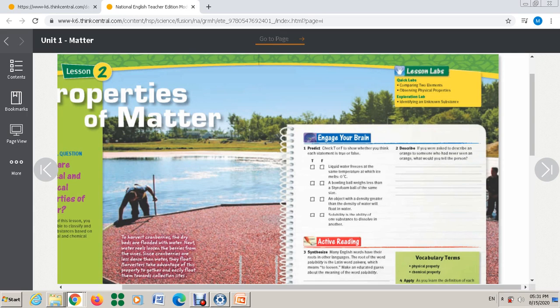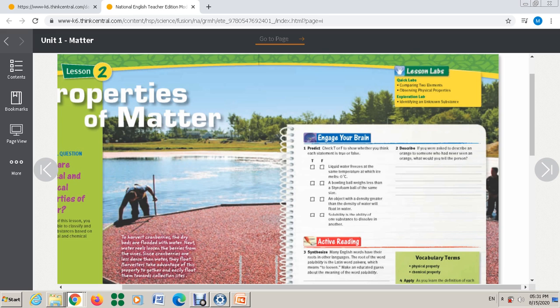Hello everyone. In this video, we want to start talking about matter and the properties of matter. We're going to start with a new book which is about matter and energy. First in this lesson, which is the properties of matter, we are going to focus on defining what a physical property means. Also, we want to list common physical properties of matter.